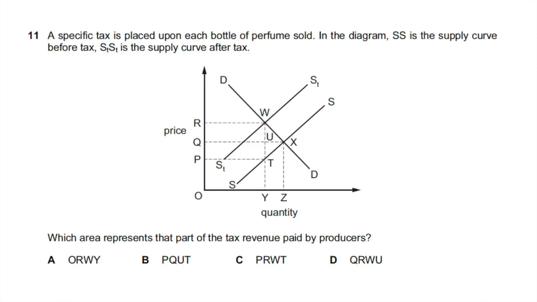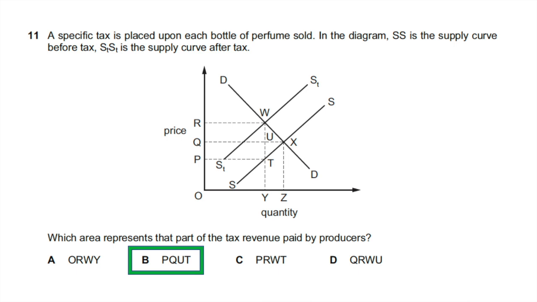Question 11. A specific tax is placed upon each bottle of perfume sold. In the diagram, SS is the supply curve before tax, ST is the supply curve after tax. Which area represents that part of the tax revenue paid by producers? Our correct answer should be B.